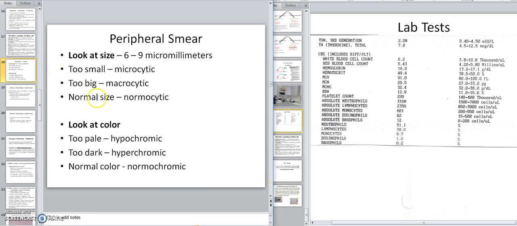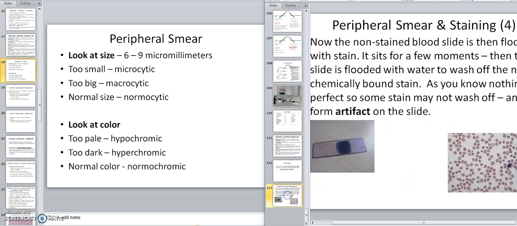Now, we talked about the CBC right here. When we look at the peripheral smear, then the normal size of the red blood cells is about 6 to 9 microns. If they're too small, they're called microcytic. Too big, macrocytic. Normal size, normocytic. Look at the color. The color has to do with how much hemoglobin you have. If it's too pale, it's hypochromic. If it's too dark, a lot of hemoglobin, hyperchromic, and normal color is normochromic. Okay?